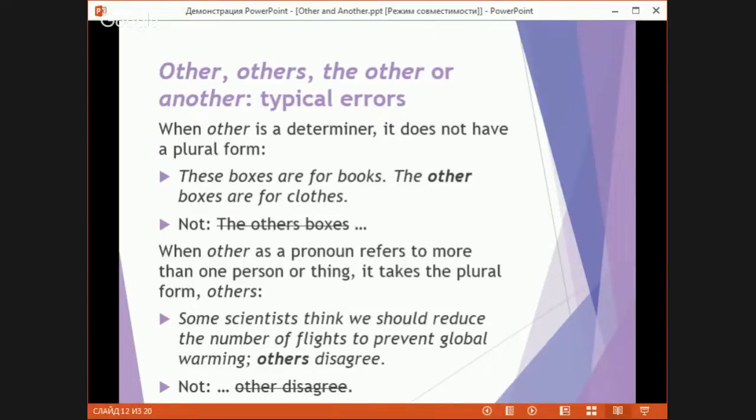Typical errors which we can make when we use all these constructions: other, others, the other, or another. First of all, other as a determiner doesn't have a plural form. These boxes are for books. The other boxes, not "others", are for clothes. When other is a pronoun, it refers to more than one person or thing, and it takes the plural form. Some scientists think we should reduce the number of flights to prevent global warming. Others disagree, like other scientists. Others disagree.